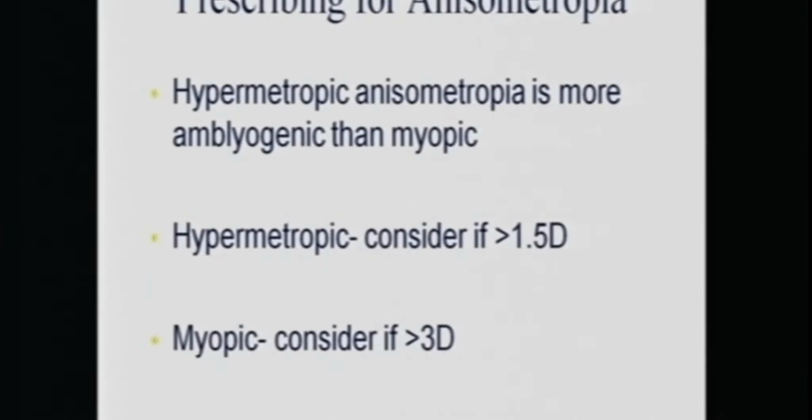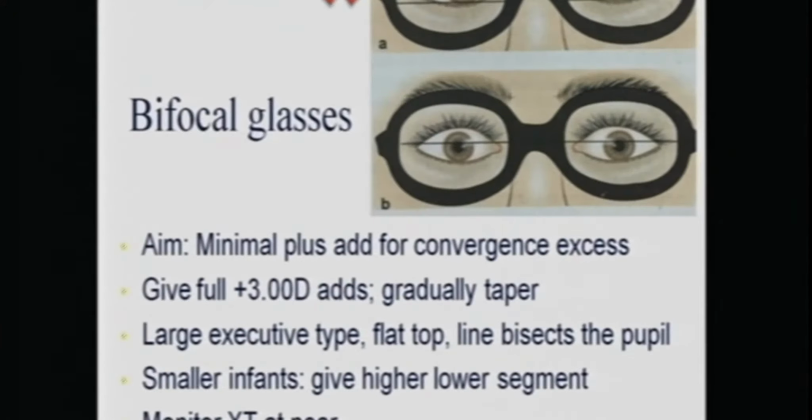Anisometropia, hyperopic anisometropia is more amblyopiagenic than myopic, and therefore again it becomes important to identify and treat early. Myopia more than 3 diopters is really amblyopiagenic, because till that time the child is able to use 1 eye for near. However, of course, if you identify, you need to treat, because binocularity is essential.